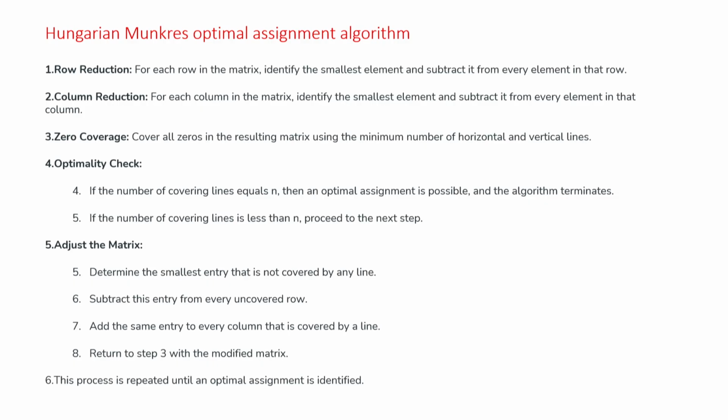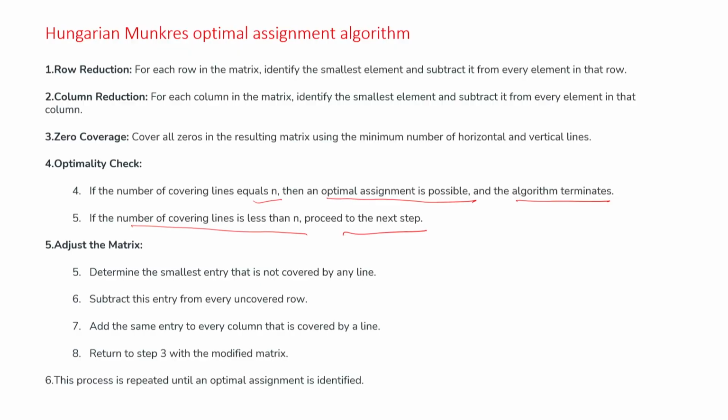Then you mask all the zeros using the minimum number of horizontal and vertical lines. Then you do an optimality check. If the number of covering lines equals n, then optimal assignment is possible and your algorithm is over. If not, you have to go to the next step and adjust this matrix. Remember, Hungarian Munkres was originally developed for a square matrix, but here it is an extended version because you have a rectangular matrix. You cannot have a square matrix all the time. It could be square, good, but it could be rectangular also.